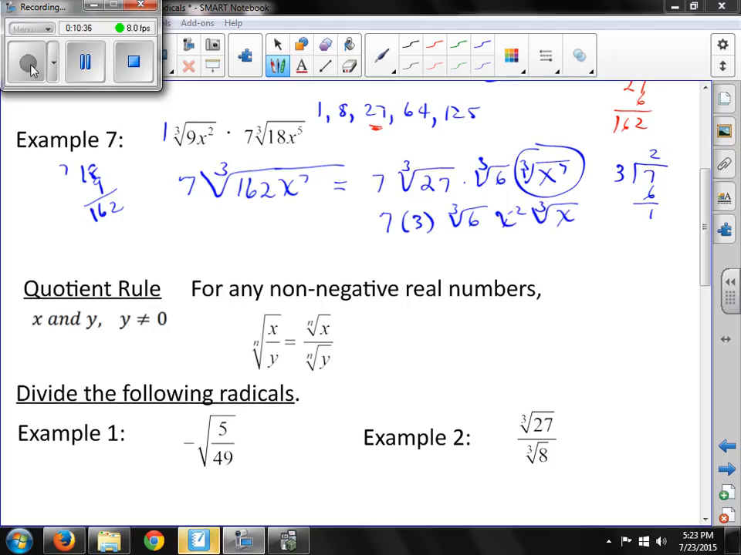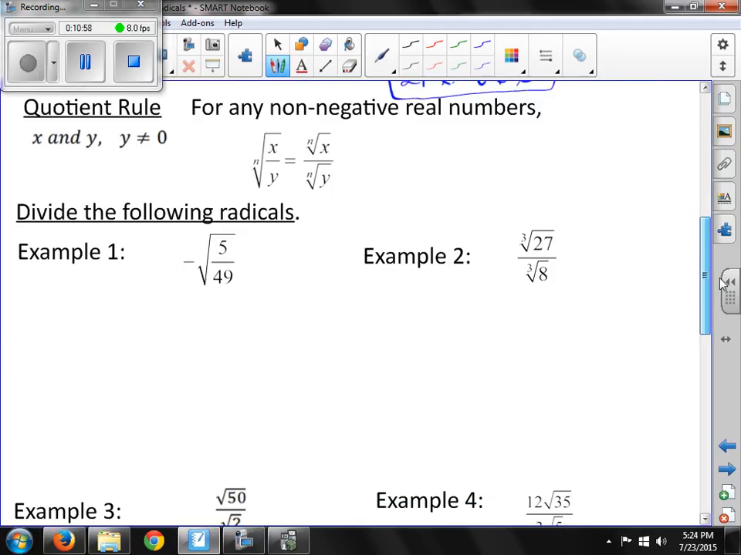There's 1 x left over. So 3 times 7 is 21. That takes care of that. Let's see, what else is on the outside? The x squared is on the outside right here, and what's left under the radical would be the 6x. Final answer there.